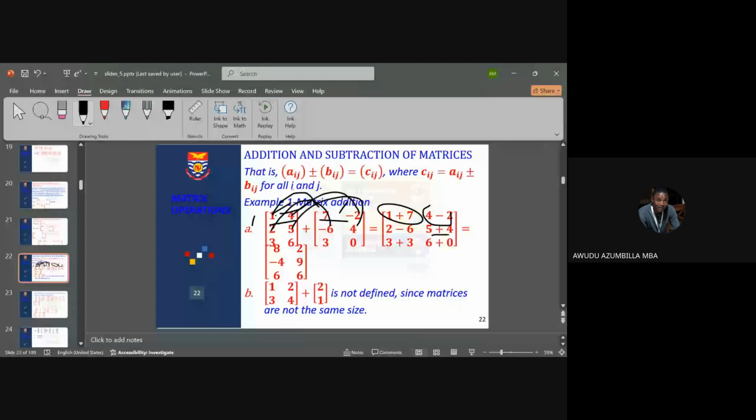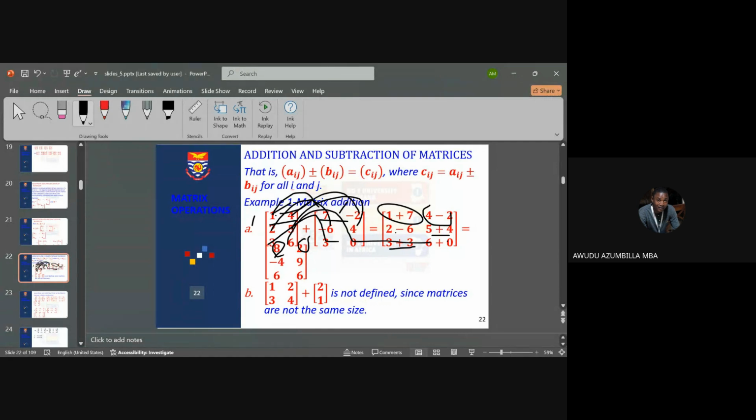Then you come to the last one, 3 is going to be added to 3. That is 3 plus 3. And then 6 is going to be added to 0. That is 6 plus 0. And at the end, you are getting the final answer: 1 plus 7 is going to give you 8. 4 minus 2 is going to give you 2.